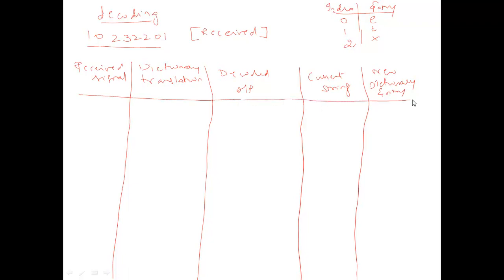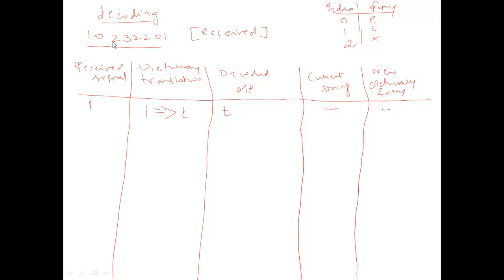So the first received message is 1. Now the receiver will check whether 1 is there in the dictionary. It is already starting with the initial dictionary, so it understands that entry 1 is there and the translation is T. So dictionary entry 1 will be translated as T, and the decoded output is only T. The first letter is now decoded as T. What is the current string? You have just decoded the first letter, so don't do anything with the current string. There is no dictionary entry also.